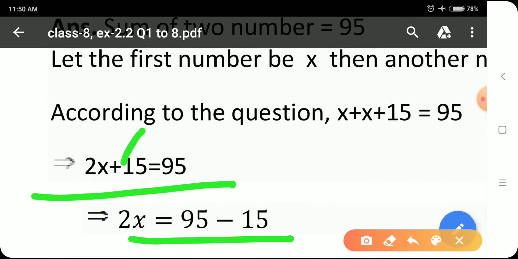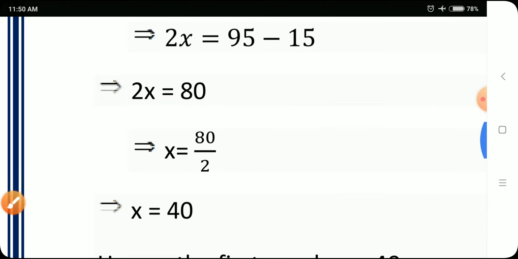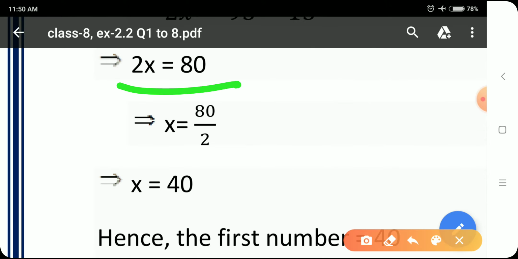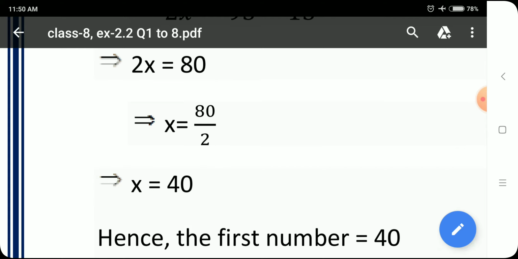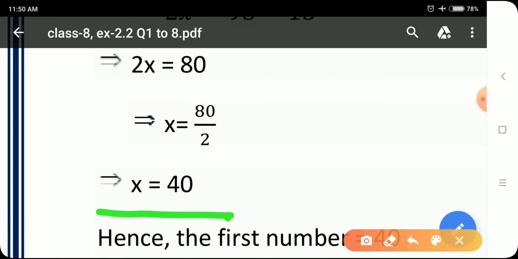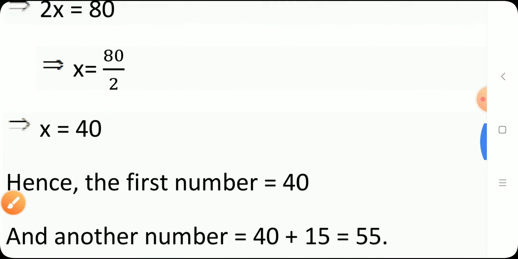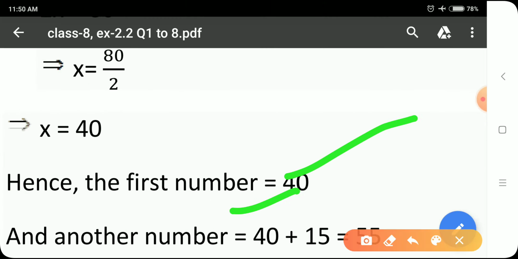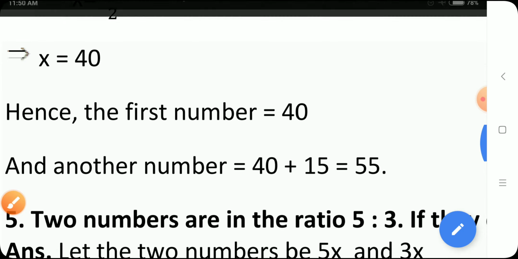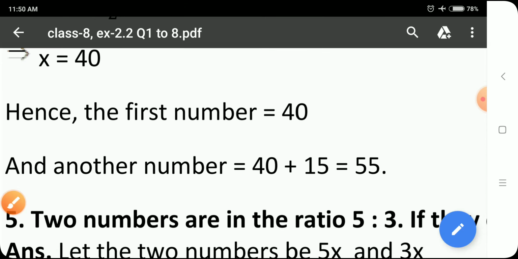In the next step, this 15 comes out here and you will get 2x is equal to 80. Now this 2 comes out in division, and x is equal to 40. So your first number is 40, and after putting the value of x in the second, x plus 15, it means 40 plus 15, it means 55 will be your next number. So the first number is 40 and the second is 55. So you will be able to find the two numbers.